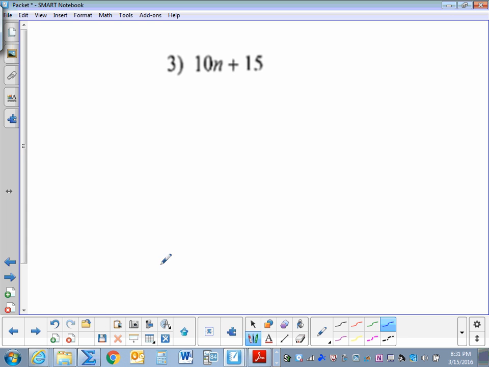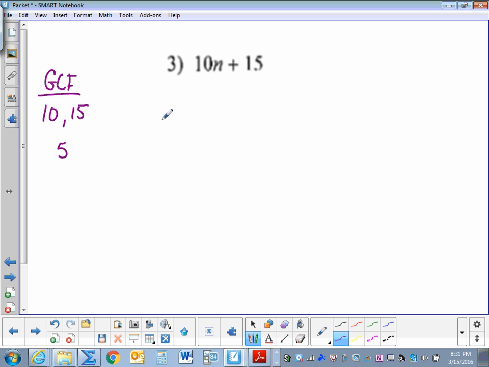So let's start with number 3. 10n plus 15. So we need to find the greatest common factor first of the numbers. So we need to find the GCF of 10 and 15, meaning what is the biggest number that can be divided evenly into both 10 and 15? Well, the answer is 5.